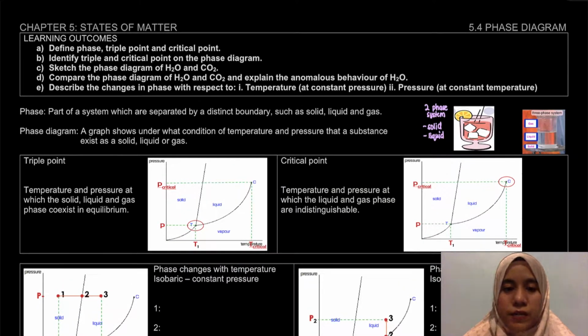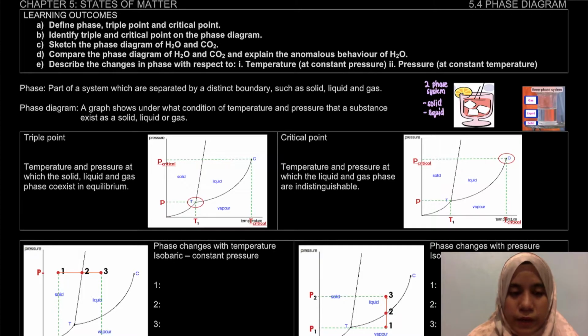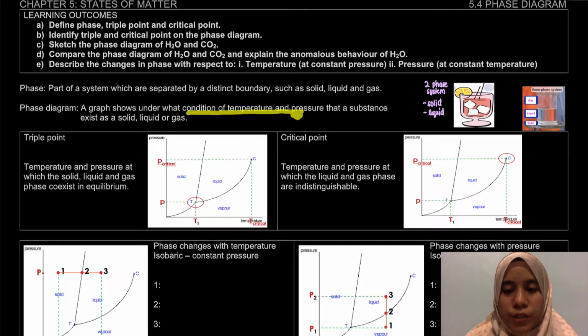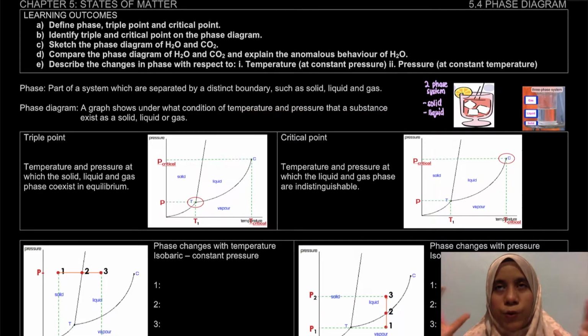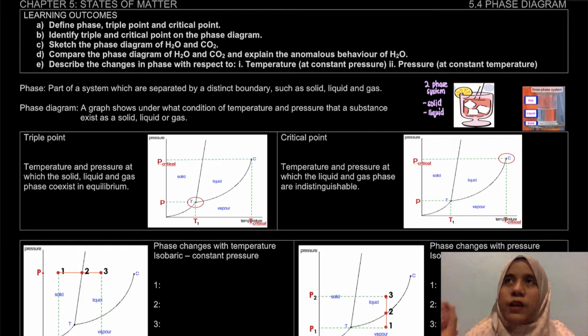Okay, so what is a phase diagram? A phase diagram is a graph that shows under what conditions of temperature and pressure a substance exists in a given phase. For example, we don't need to look at the system itself. If we have the phase diagram, say if it is at 50 degrees Celsius, we can know whether that system exists as solid, liquid or gas. We can define it clearly.